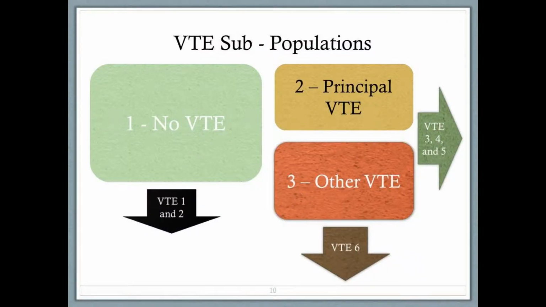And here's a picture that describes how the subpopulations are linked to the measures. And again, as we go through this presentation, you'll understand a little bit more as to what this picture means. It'll become much more clear. But subpopulation 1 are included in measures 1 and 2. Subpopulation 3 and subpopulation 2 and 3 are included in measures 3, 4, and 5. However, only subpopulation 3 is included in measure number 6. And again, as we go through this, it'll become much more clear. So let's jump into the measures.